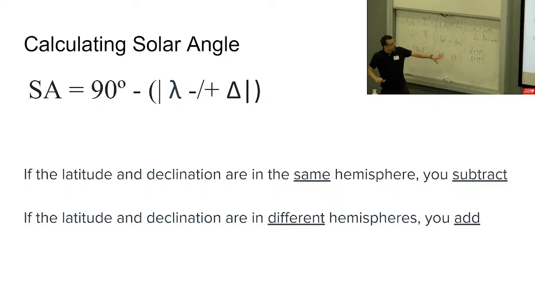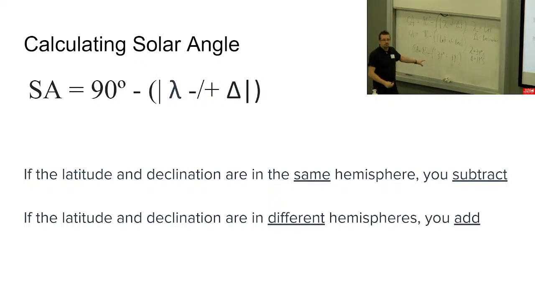So, looking at this equation, I've written down the information we know, right? And I highly suggest you do this when you set your equation up, okay? We know that lambda, our latitude, is 34 degrees north. But the declination of the sun on November 15th is 19 degrees south. So it tells us they are in different hemispheres. Therefore, due to the rules, you add. So let's do brown.